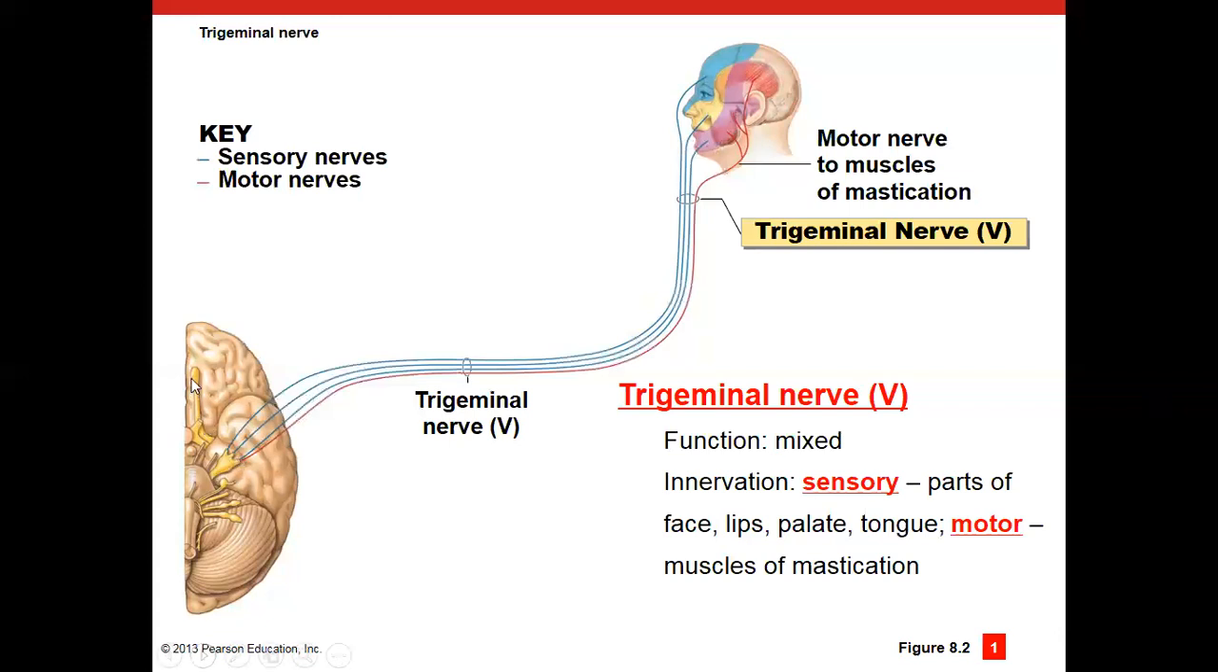Remember, I'll go back, olfactory is 1, cranial nerve 1, optic, cranial nerve 2, oculomotor, cranial nerve 3, trochlear, cranial nerve 4. Here's the trigeminal, cranial nerve 5, and then we have already talked about 6, which is the abducens.